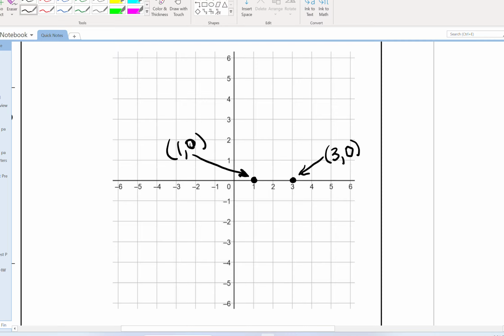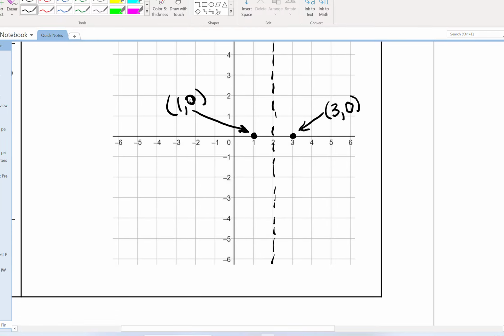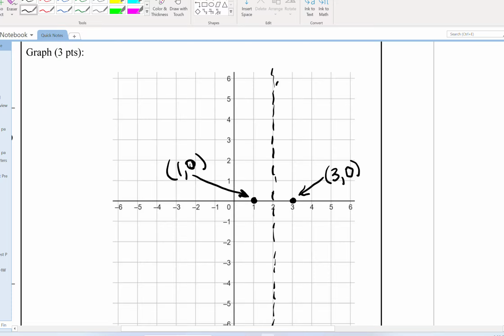Now, there's two ways then to think about where the axis of symmetry is. You can count the spaces. There's 1, 2, and half of that is 1. So then I can just find the place in the middle. And so this vertical line here would be my axis of symmetry. And so I'm going to label it up here. I'm just going to put AOS, that's axis of symmetry, and that's the line x equals 2.